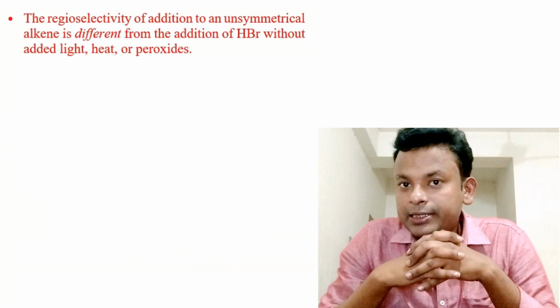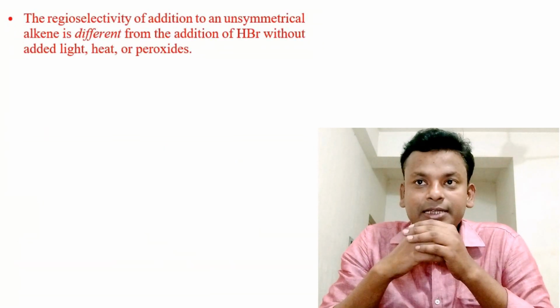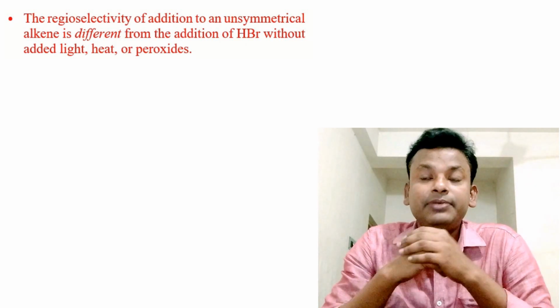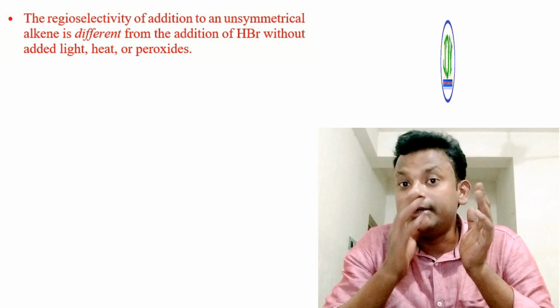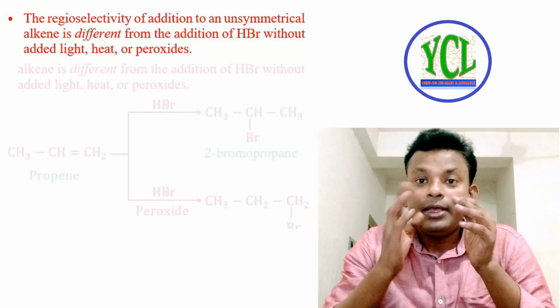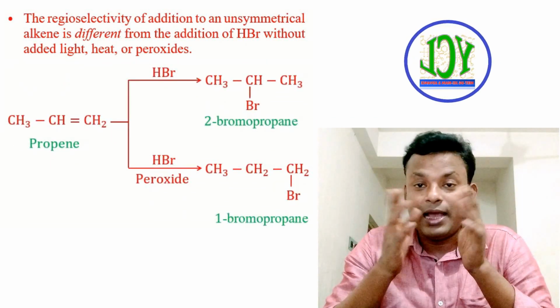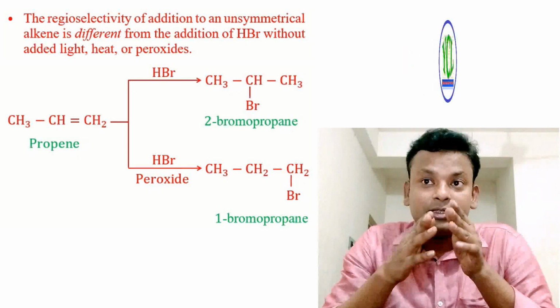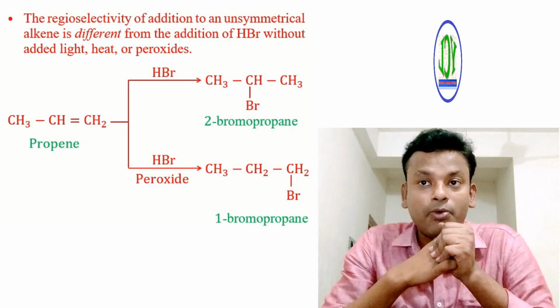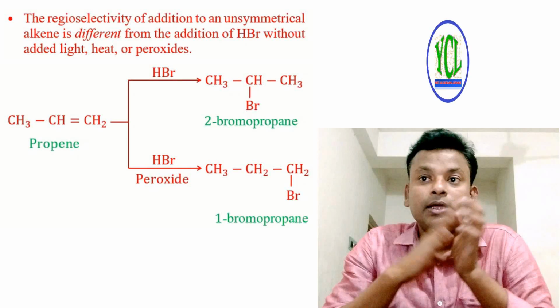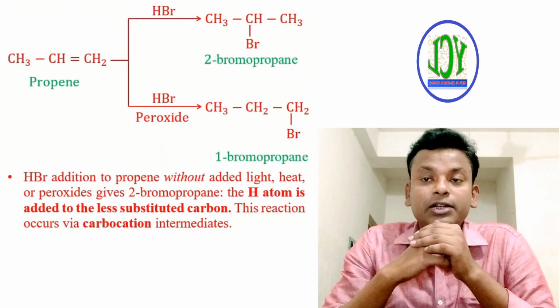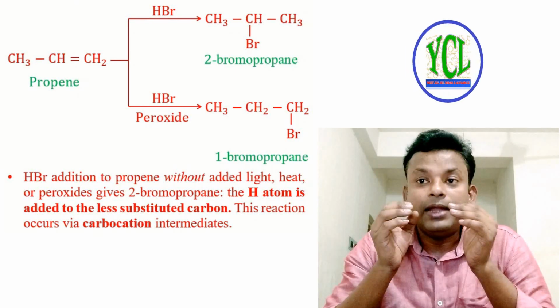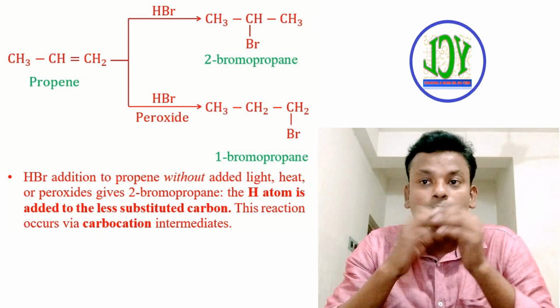The regioselectivity of addition to an unsymmetrical alkene is different from the addition of HBr without added light, heat or peroxide. In this example, propene reacting with HBr in absence of peroxide gives 2-bromopropane, and in presence of peroxide gives 1-bromopropane. HBr addition to propene without added light, heat or peroxide gives 2-bromopropane.